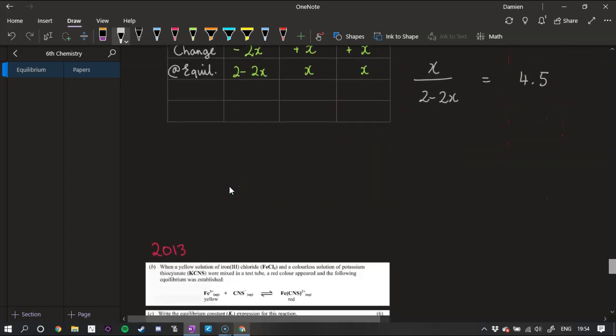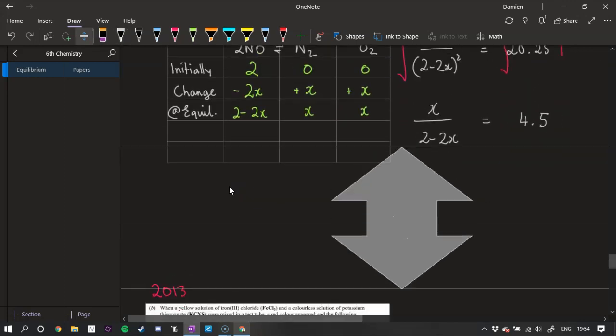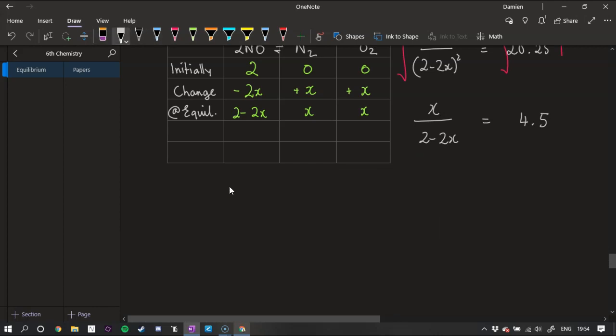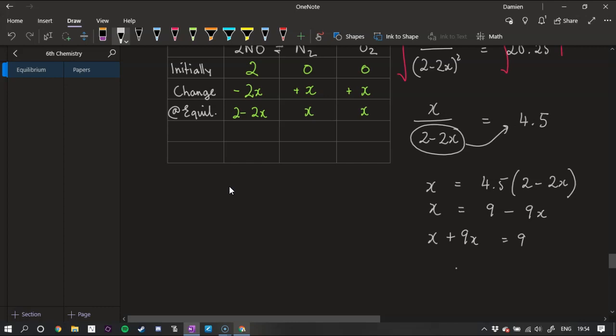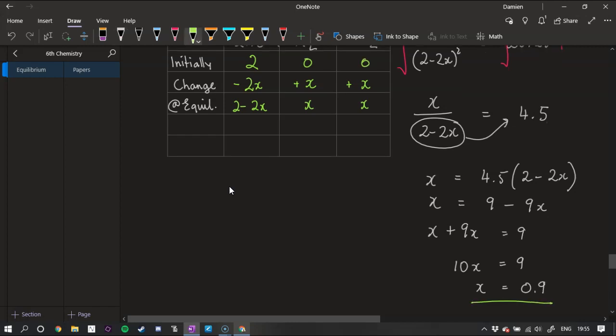And now from here, you're just going to do some basic algebra. You bring this particular part across and multiply it in. So we have x is equal to 4.5 multiplied by 2 minus 2x. So x equals 9 minus 9x. Then you bring your x's to one side: x plus 9x equals 9. So we have 10x is equal to 9, so x is equal to 0.9. And that there is your final answer. x is equal to 0.9 moles.